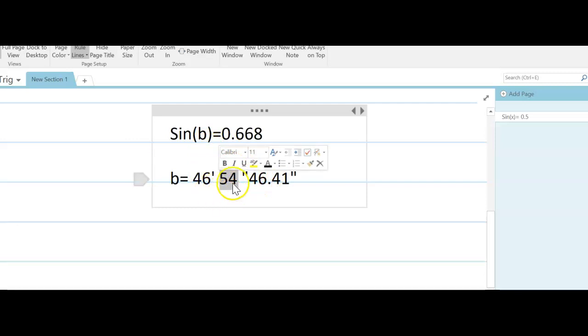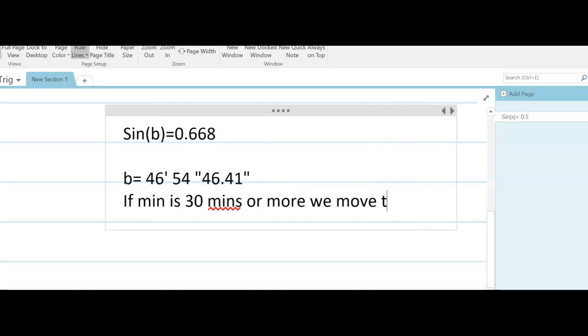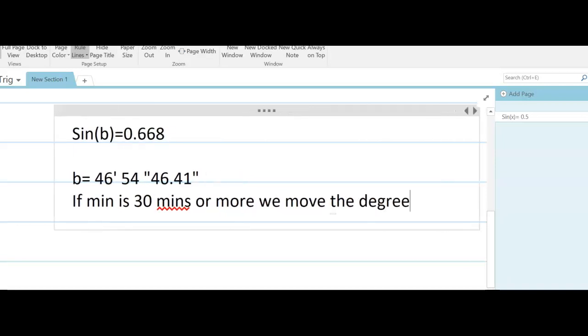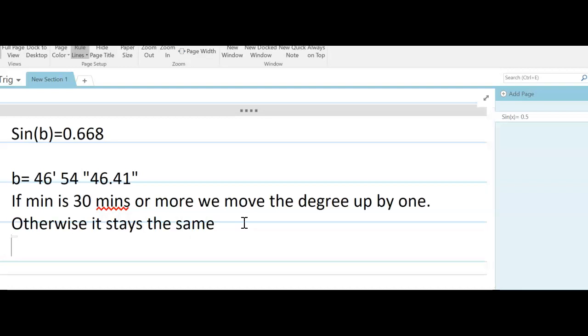So to the nearest degree, I'll be looking at minutes. If the minutes is 30 or more, we move the degree up by 1. Otherwise it stays the same. That's the rule. Okay, in this case 54 is bigger than 30, so it's going to go to 47 degrees. And that's it.